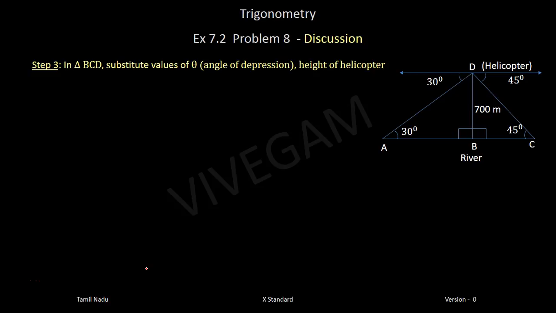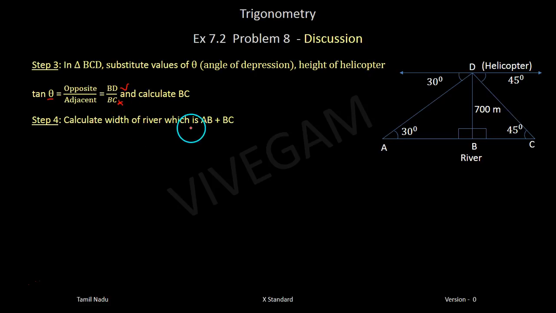Next, the same step for this triangle BCD. Substitute the value theta equal to 45 and the height is 700. In this formula, tan theta equals opposite by adjacent. Opposite is BD, which is 700 meters, which is known, right? So that is known, and BC is not known. And tan theta is known. So this is known, this is known, this is not known. We can calculate BC.